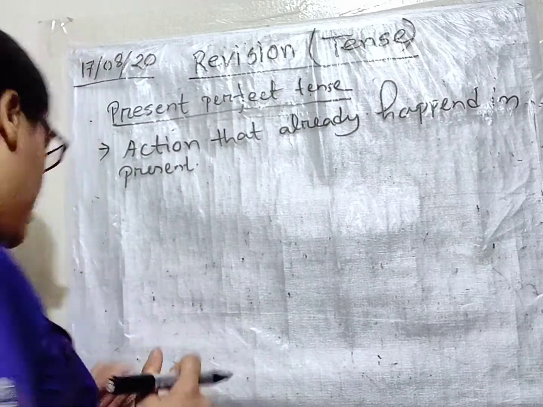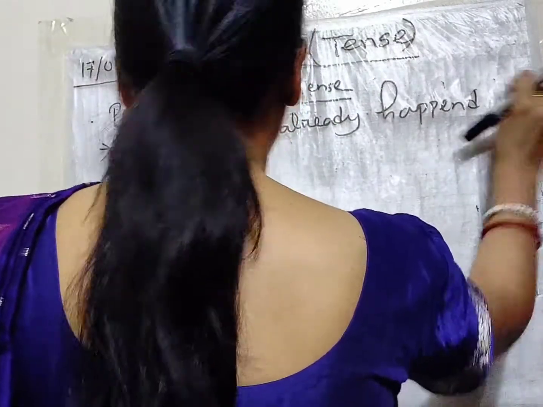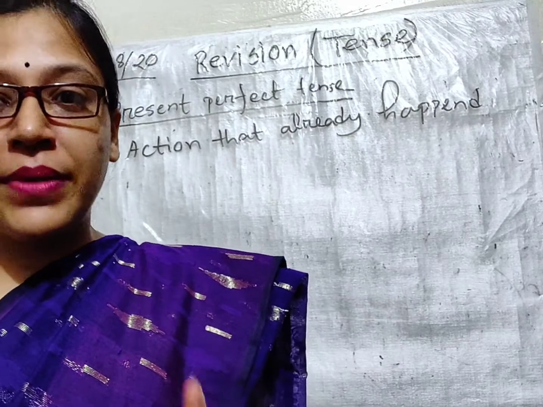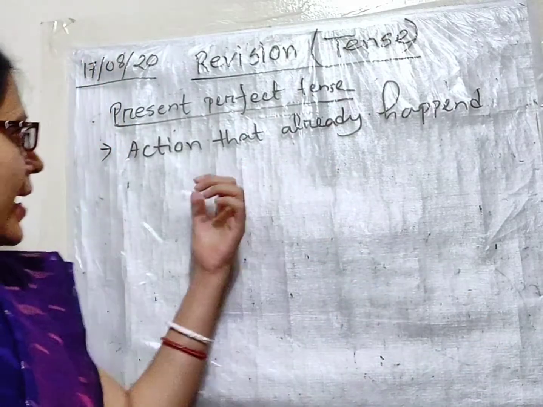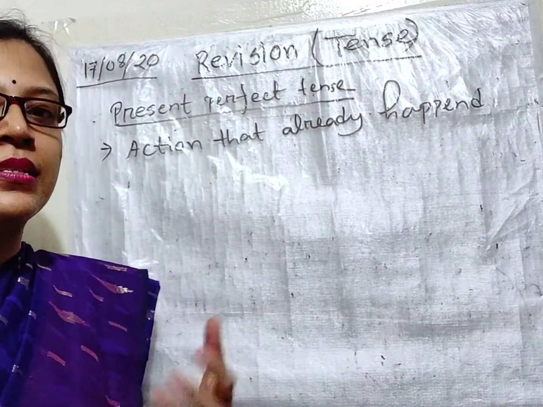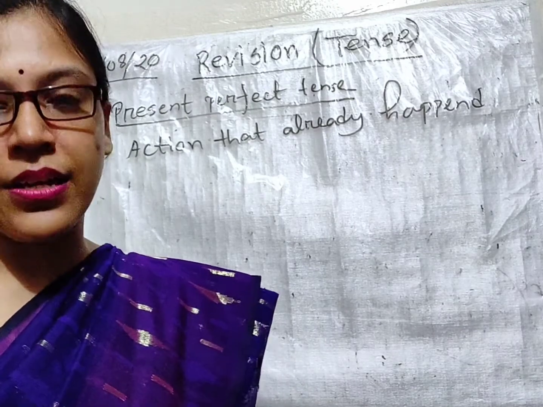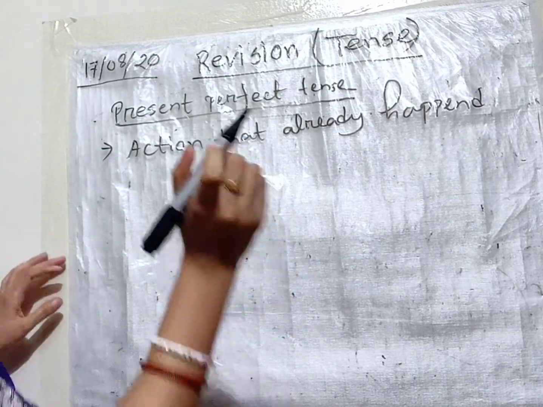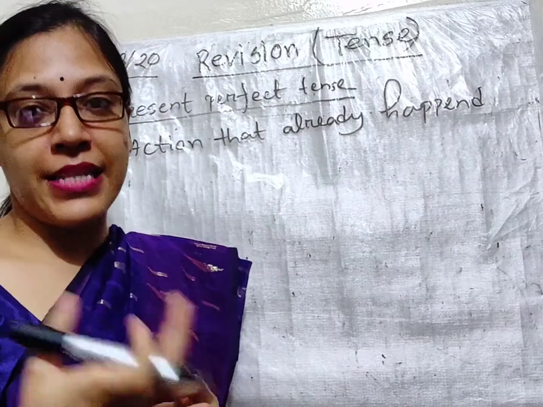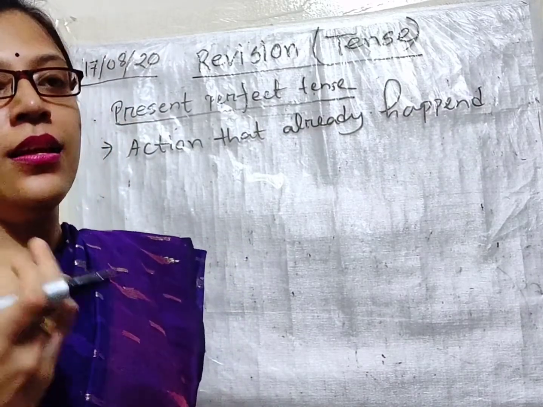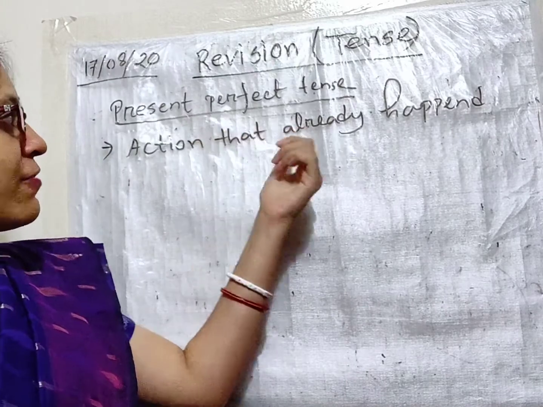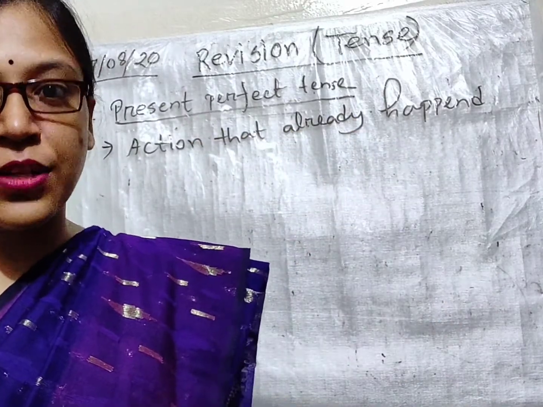An action that already happened. We also know that past tense talks about an action that already happened. And again, present perfect talks about an action that already happened. It seems like both tenses are expressing the same thing, but there is a difference. Past tense expresses an already done action with a specific time. But present perfect tense does not express an action with a specific time.